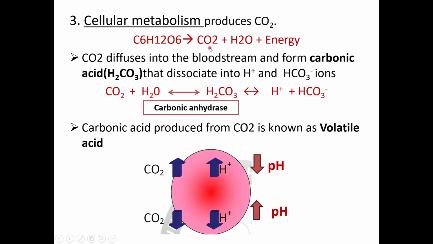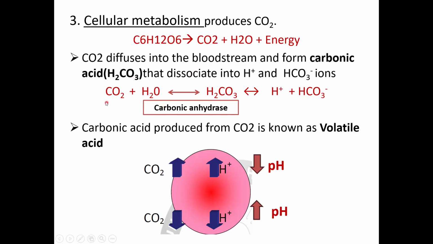Once this carbon dioxide is produced, it diffuses into the bloodstream and forms carbonic acid. How is it going to form carbonic acid? Because the enzyme is present in the blood, which is known as carbonic anhydrase, and it is going to catalyze the reaction, that is the conversion of carbon dioxide to carbonic acid.